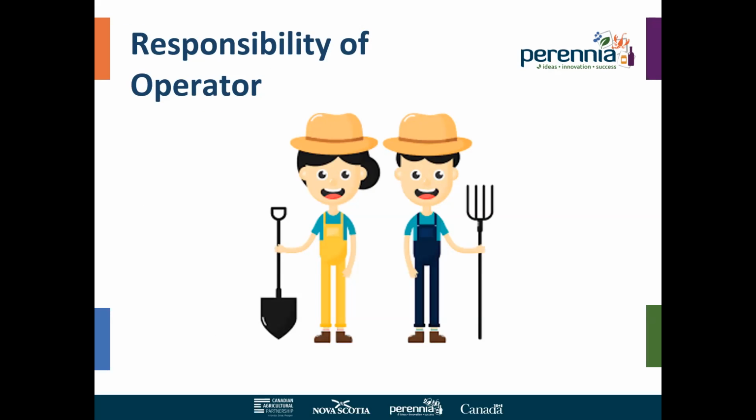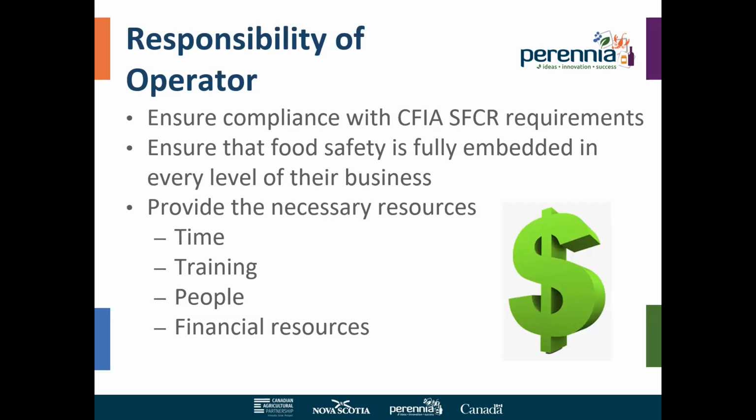So the first preventive control we're going to talk about, which is subdivision A, is the responsibility of the operator. So what do we mean when we say the responsibility of the operator? Basically, you folks are responsible to ensure that you comply with the Canadian Food Inspection Agency's Safe Food for Canadians regulation requirement. So this is section 49 of the Safe Food for Canadians requirements. You have to ensure that food safety is fully embedded in every level of the business.